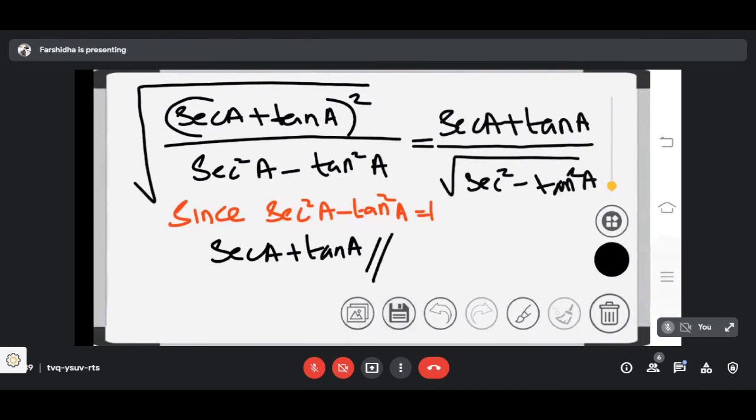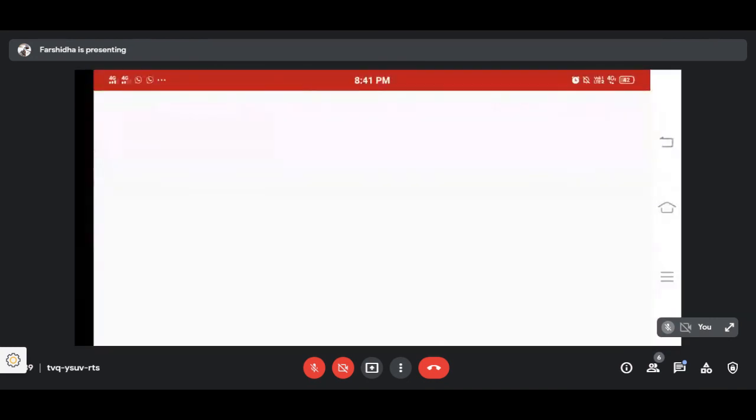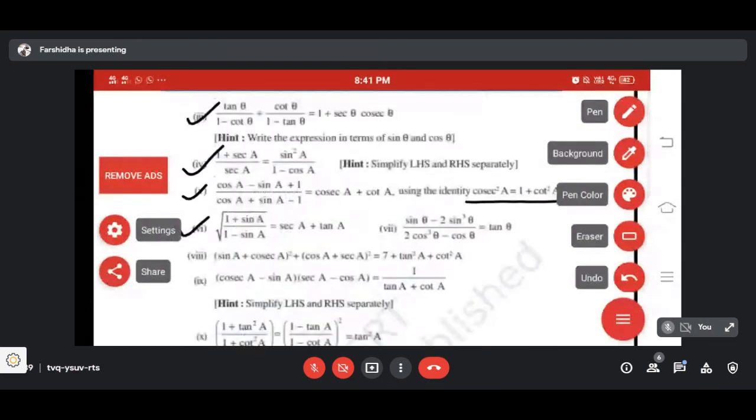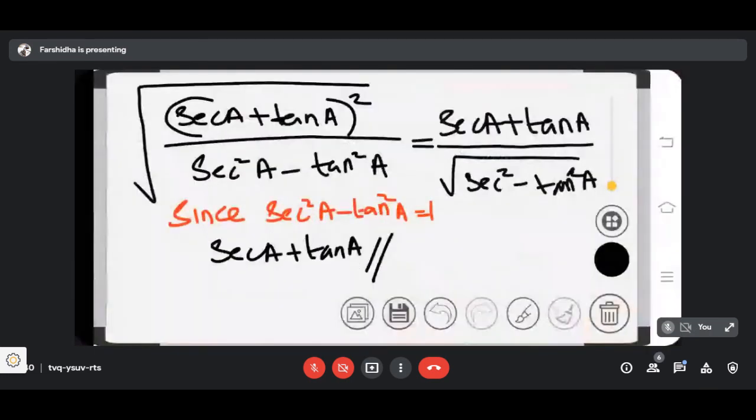See the question? We need to prove this is equal to sec A plus tan A. Here also sec A plus tan A, which is equal to RHS, hence proved.